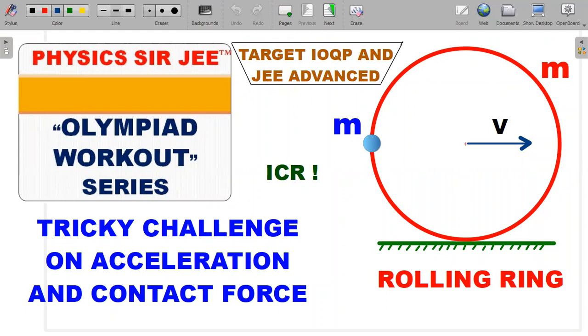I brought forward a tricky challenge on the concept of acceleration of different points of a rolling ring. Especially, this rolling ring has another point mass embedded in it at a point on the periphery. Also, we'll try to calculate the contact force. I'll try to devise a method in this video in which the solution caters to different conceptual dealings of this particular type of motion. So here we go.